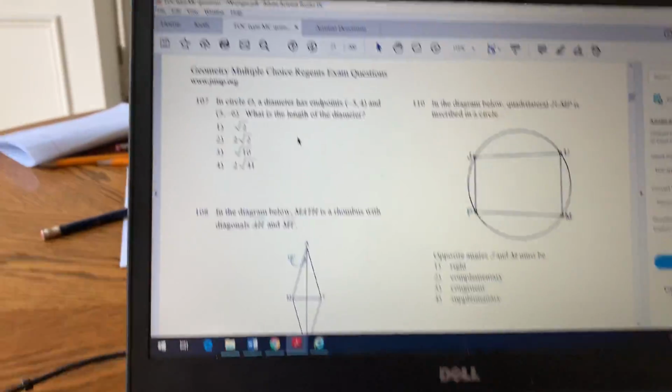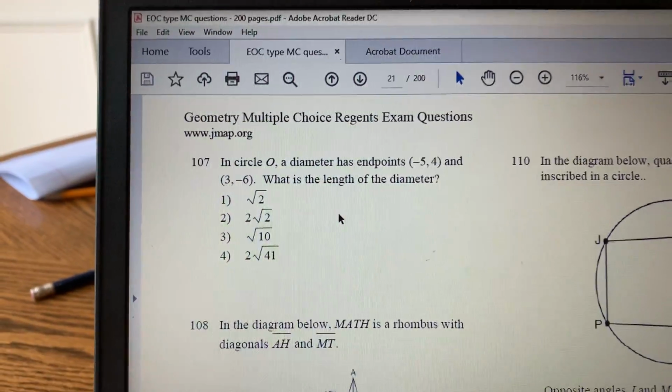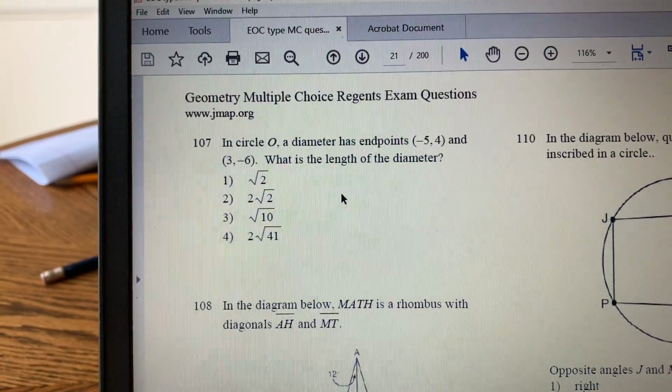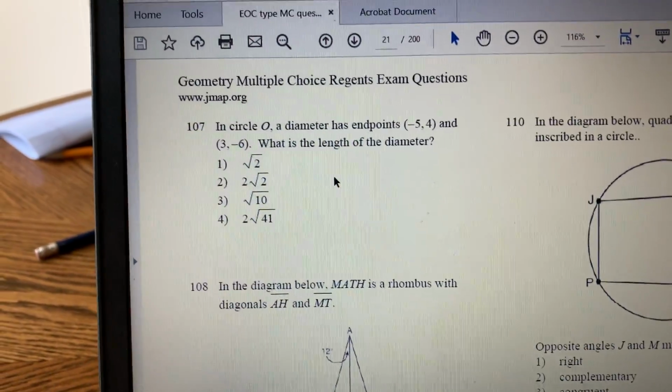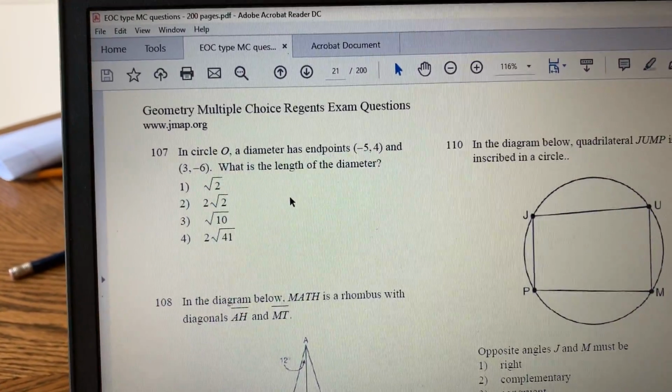Like for this one, circle O, diameter has endpoints -5, 4, and 3, -6. What's the length of the diameter? Okay, again, you could draw that on a coordinate grid. So I'll just show that one just so y'all can see it. Let me draw a coordinate grid real quick. Okay? Three, -6, -5, 4. Okay?